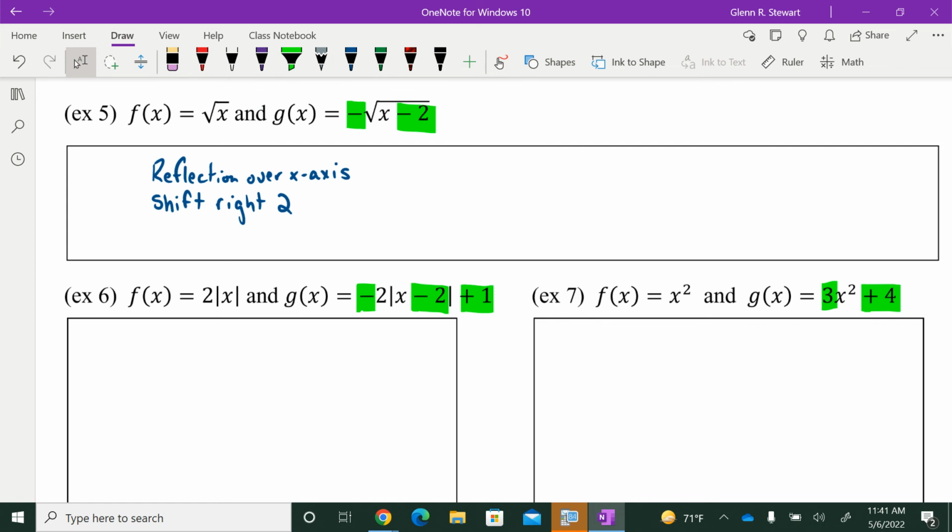So for 6, since the negative is going under with the 2, not the x, what does that mean? It's still a reflection. Yeah.